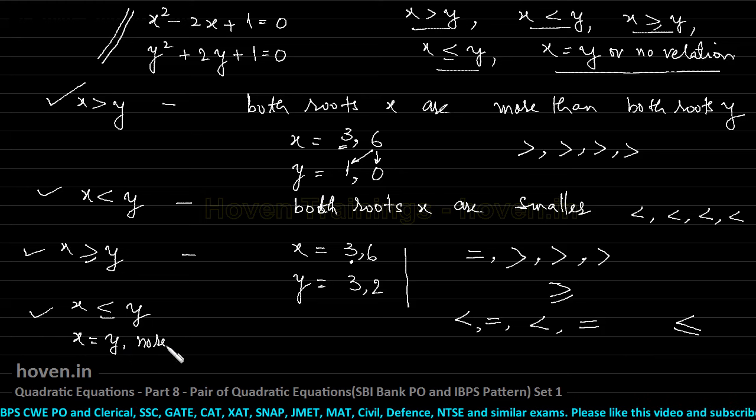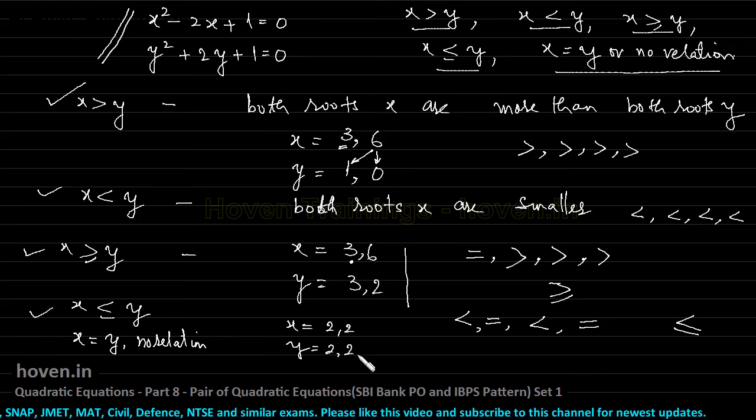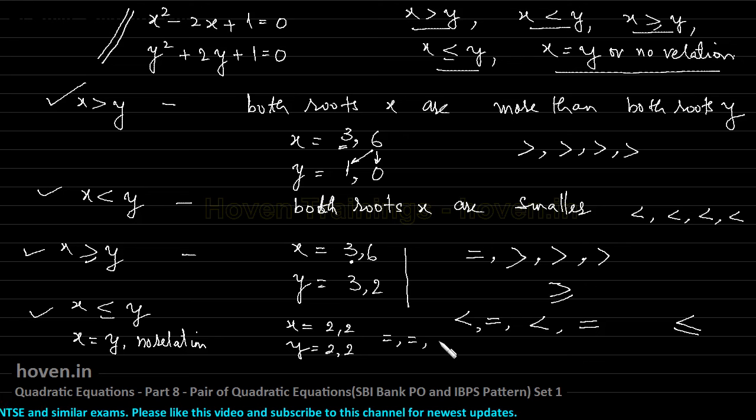Then he says, there is another possibility of x equal to y and no relation. If x is equal to 2, 2 and y is equal to 2, 2, then obviously 2 and 2 will be equal, 2 and 2 will be equal, 2 and 2 will be equal, so all equal to signs. In that case, this is the one option.